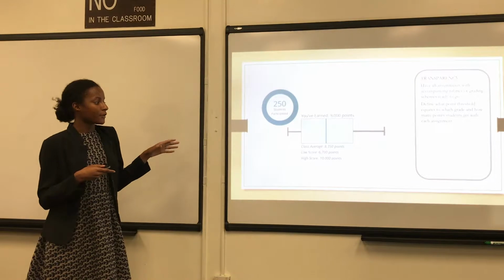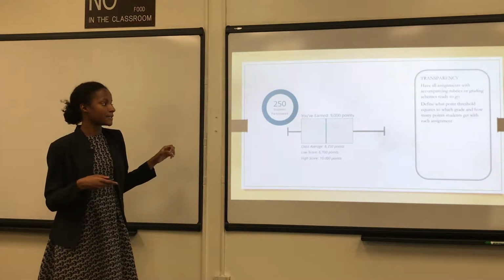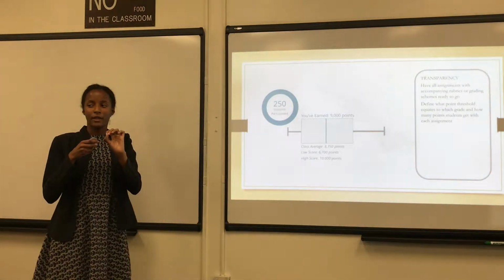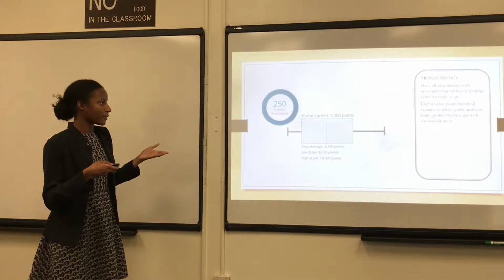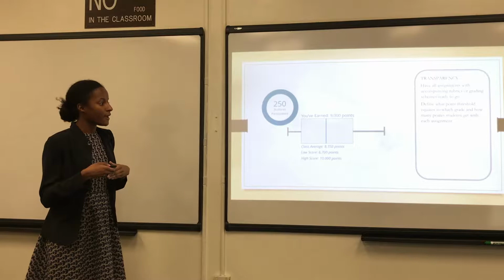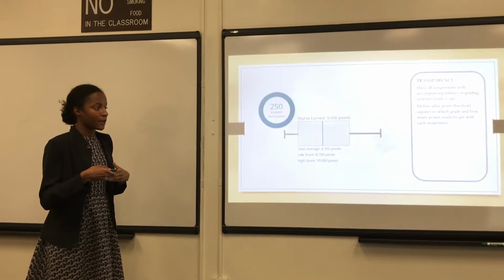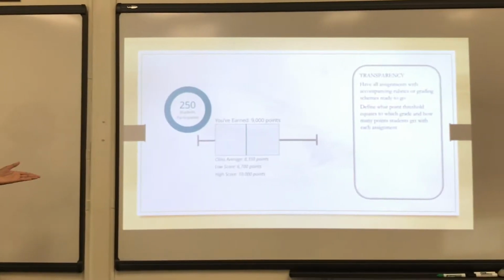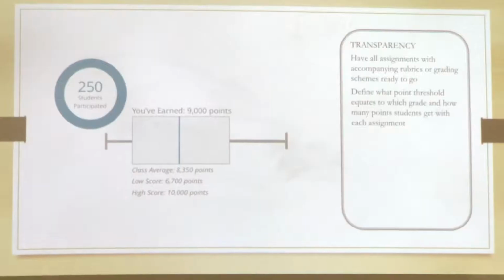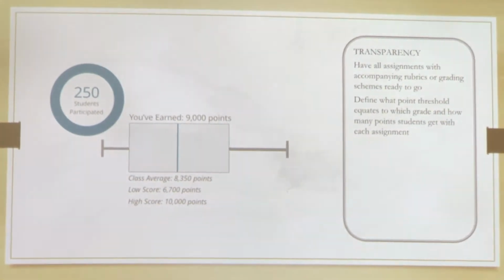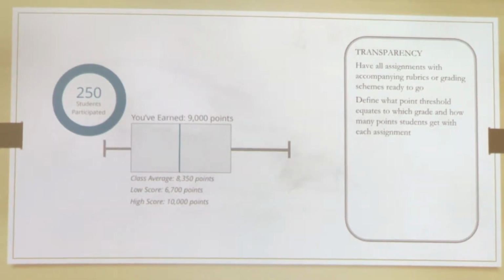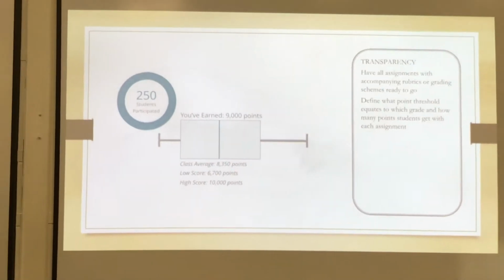Another concept that the approach mentions is having the students be aware of where they are in the class. So for example, say they're at a threshold where they've earned 9,000 points. They can see that the class average is 8,350, the lowest score is 6,700, and the highest score is 10,000. So they'll know whether they're behind, excelling, or right on track. It's an important concept to implement.